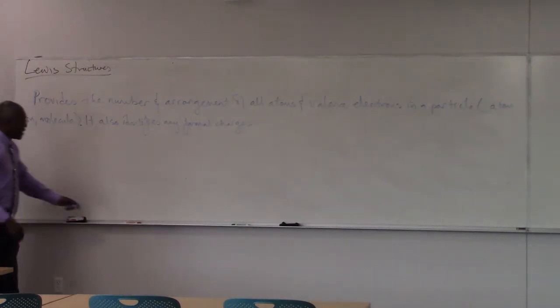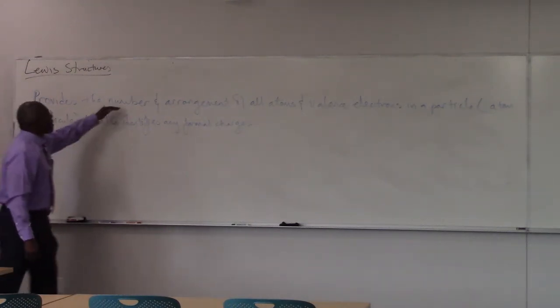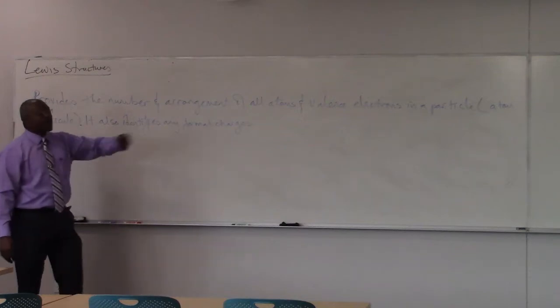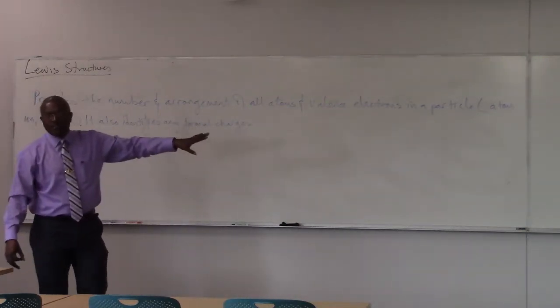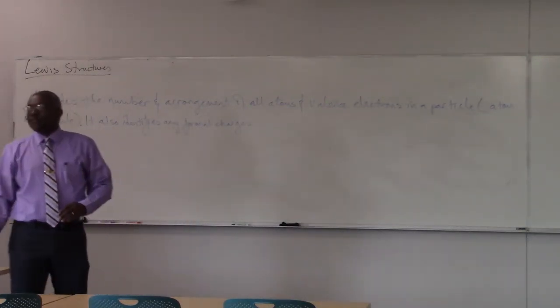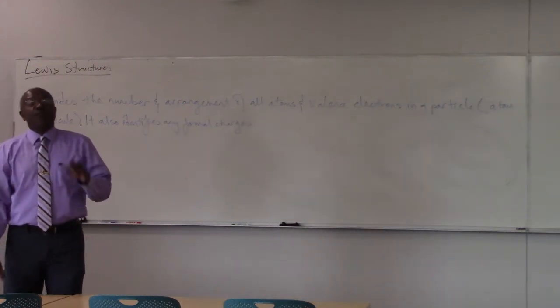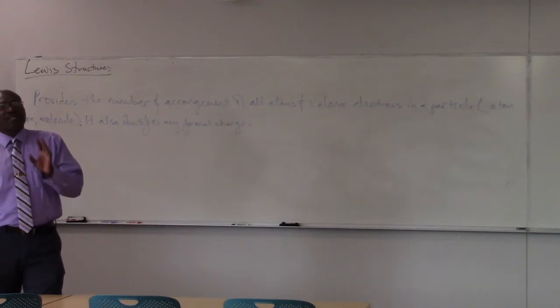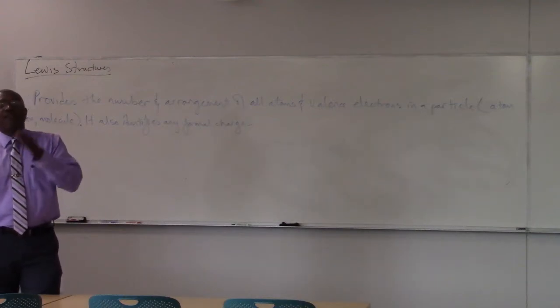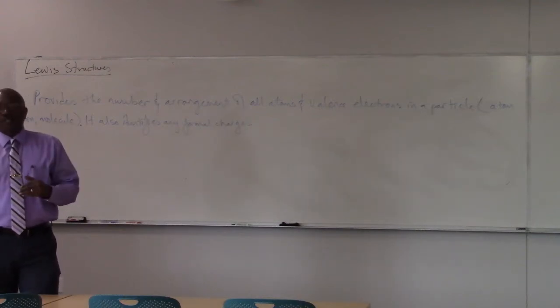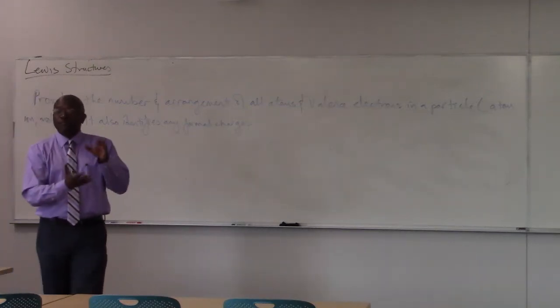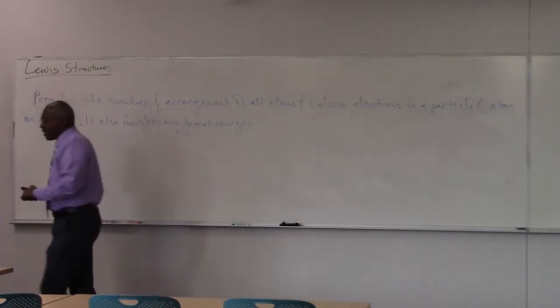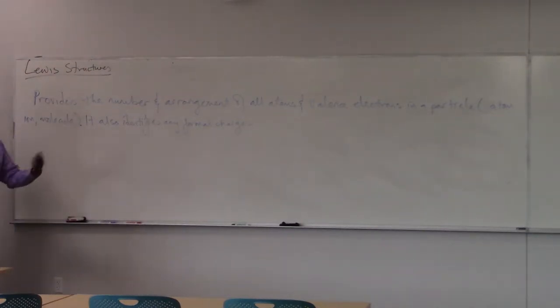So a Lewis structure then has to give me the number and arrangement of all the atoms in a species. It has to give me the number and arrangement of all of the valence electrons in a species. It also has to tell me which atoms, if any, are charged and what is their charge. Right? That's a heavy mandate for a Lewis structure. Okay, so let's do some examples.